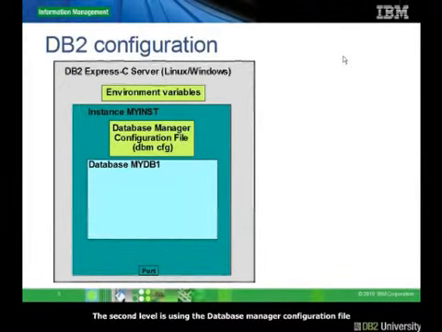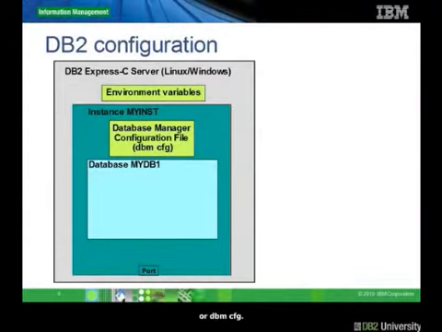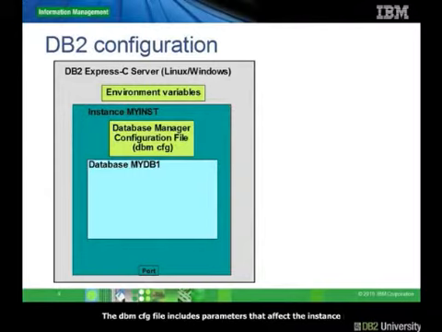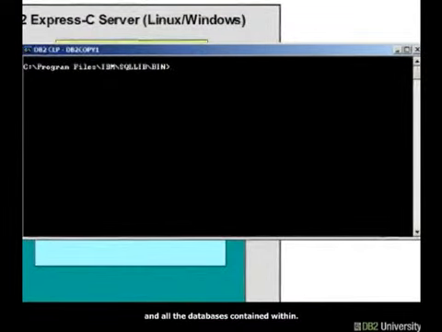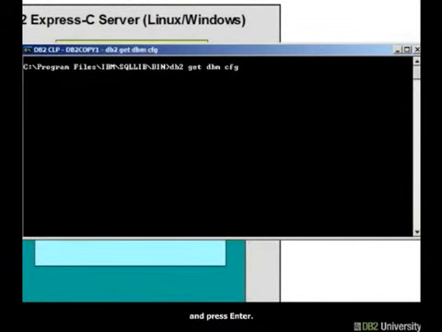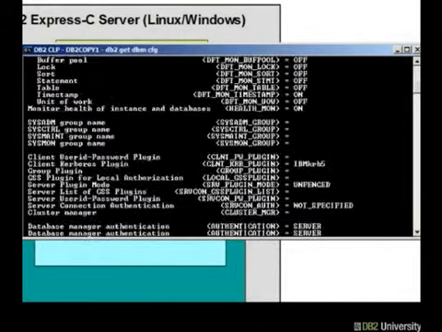The second level is using the database manager configuration file or DBMCFG. The DBMCFG file includes parameters that affect the instance and all the databases contained within. To review DBMCFG configuration parameters, issue db2 get dbmcfg and press enter.